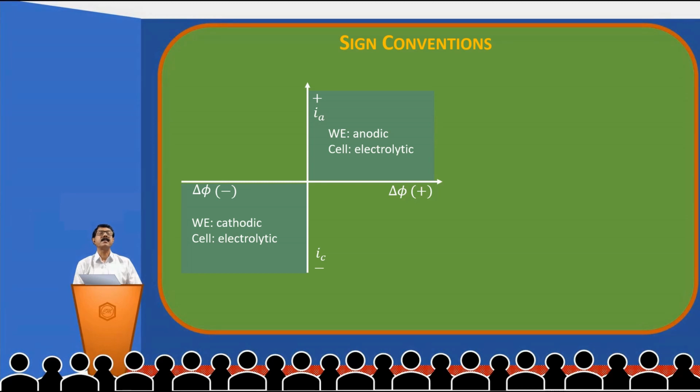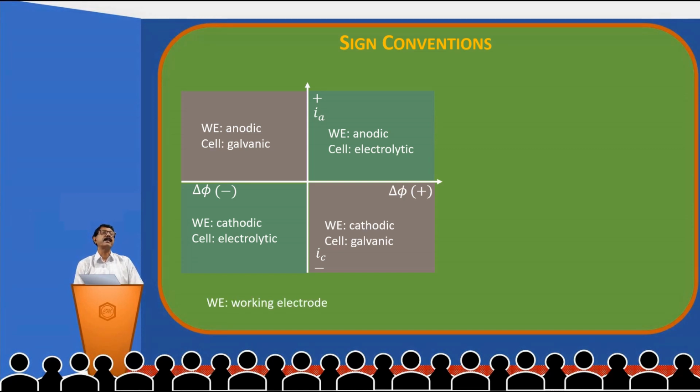And if we consider the galvanic cells, the upper left is for a galvanic cell, that is, the working electrode will be anodic, then the potential difference is negative. Now the lower right, that is for a galvanic cell, the working electrode is cathodic and the cell is galvanic.